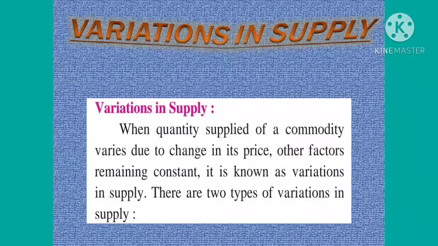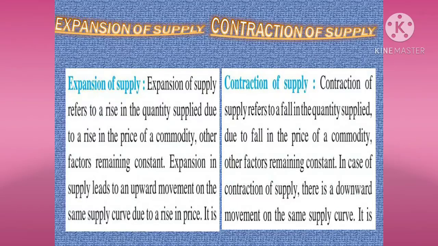Firstly, let us study and understand what is meant by variations in supply. When quantity supplied of a commodity varies due to change in its price, other factors remaining constant, it is known as variations in supply. There are two types of variations in supply. First, expansion of supply, and second, contraction of supply.